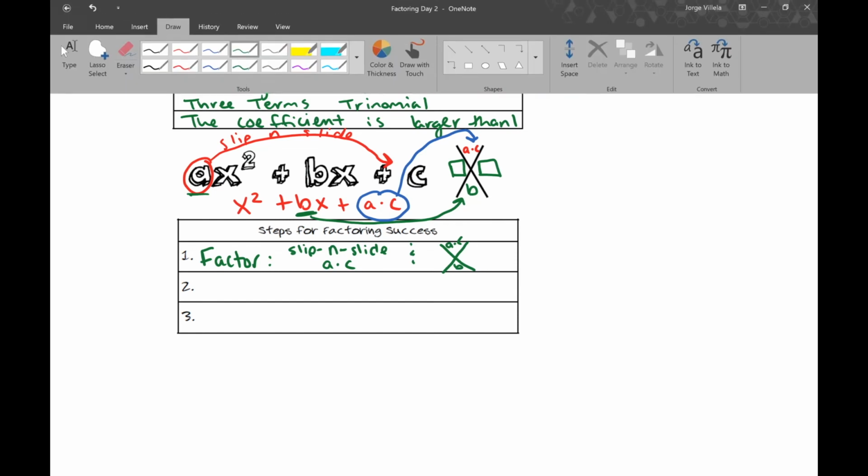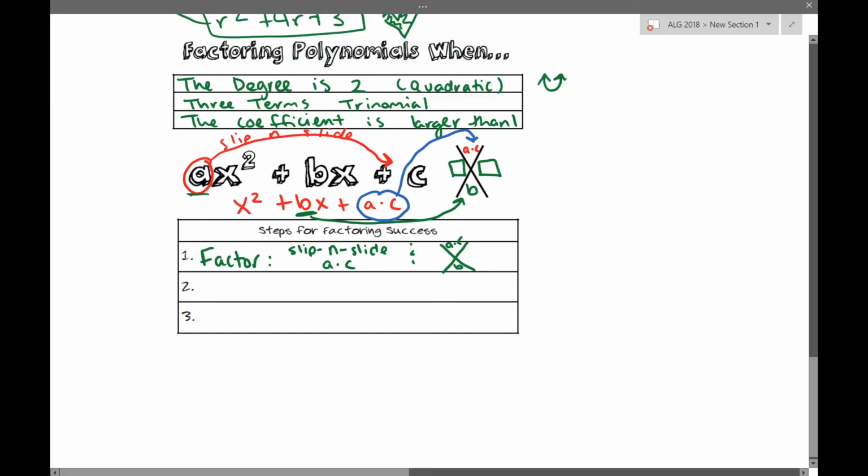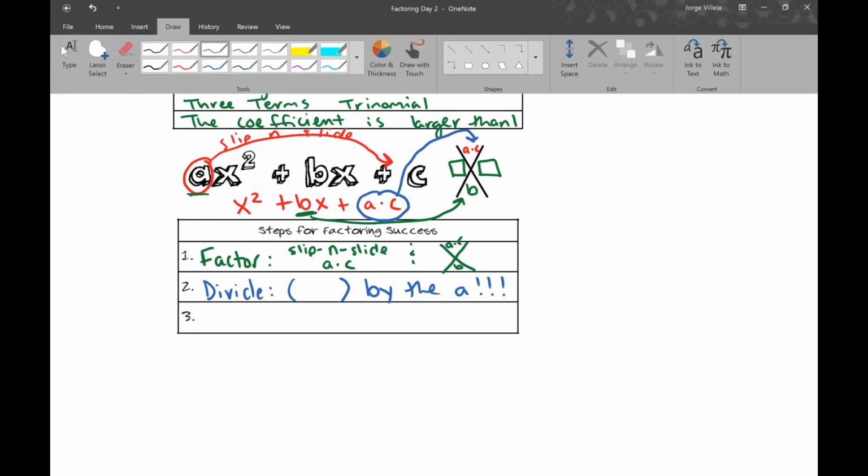All right, second step would be to divide. And again, this will make more sense when I finally have numbers. So I'm going to divide. And what do I mean by divide? Well, I'm going to divide what's inside the parentheses by the A. Okay? So I'm going to take whatever is inside the parentheses and divide that by my A.